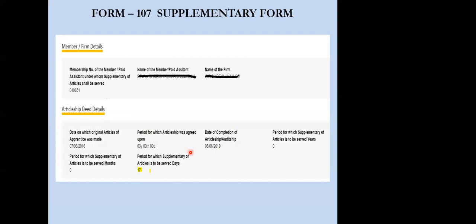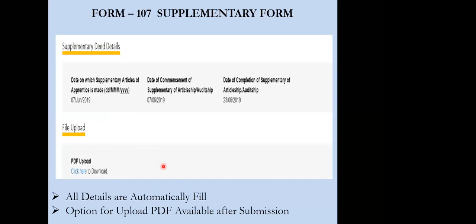You don't have to provide anything. These 17 days are also filled automatically. So right now these 17 days will appear here. Now you have to just click on this form, and your membership detail and articleship detail will appear here. You have to just submit your form. Then you have to download your 107 form.